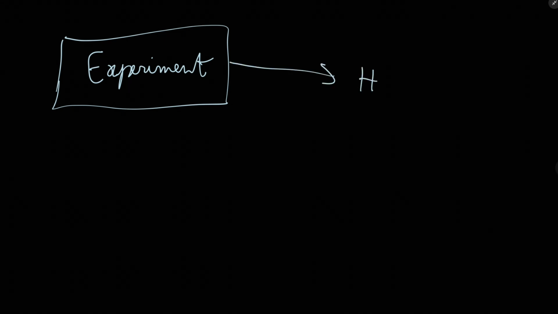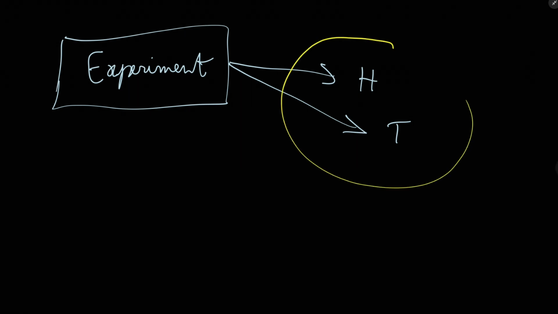Whenever you toss a fair coin, exactly one outcome is produced. It can be heads or it can be tails. Now, the set of all possible outcomes is called the sample space. In this case, the sample space set has elements heads and tails. These are all the possible outcomes. We usually denote the sample space by the letter omega.